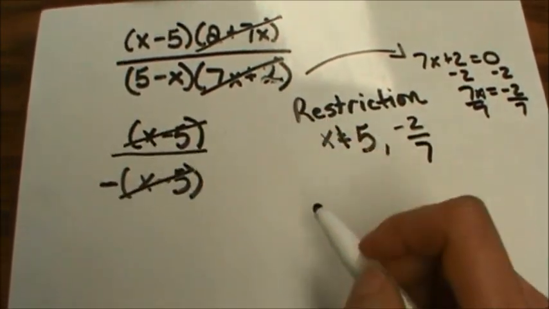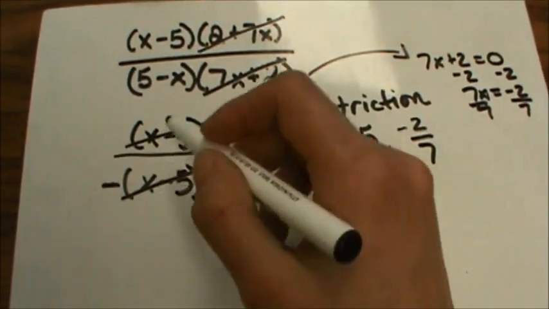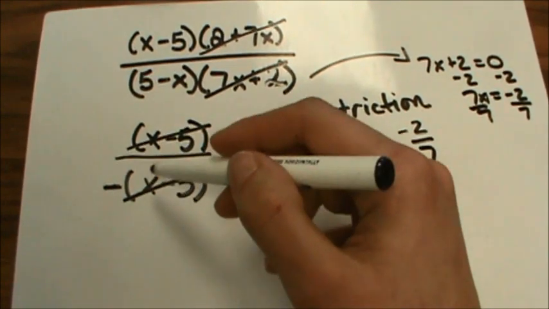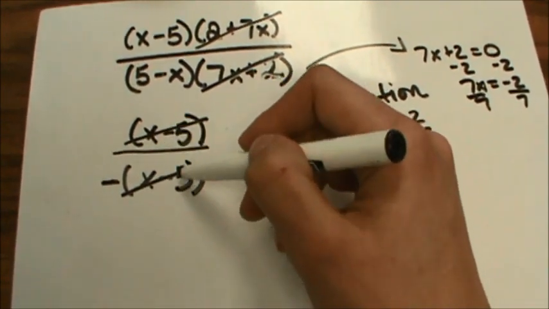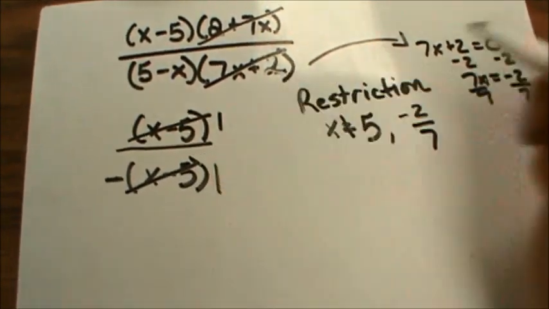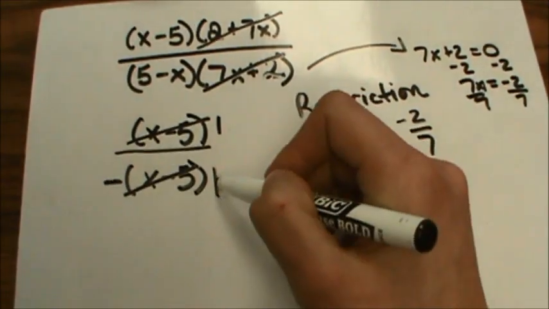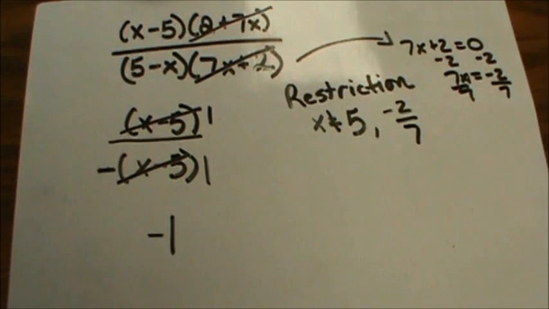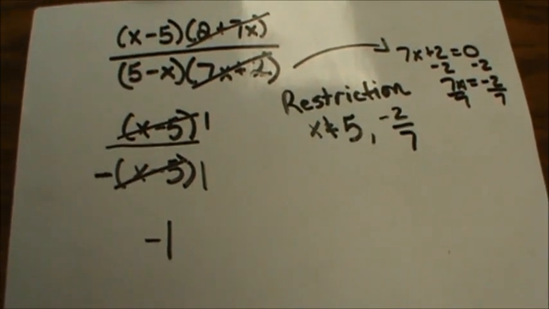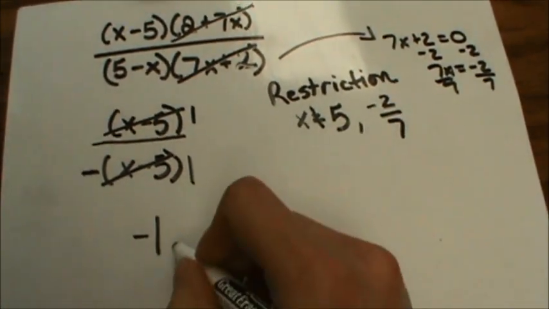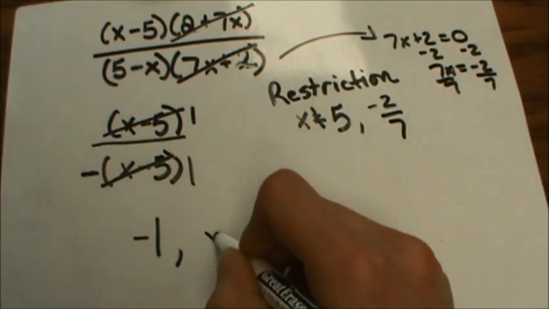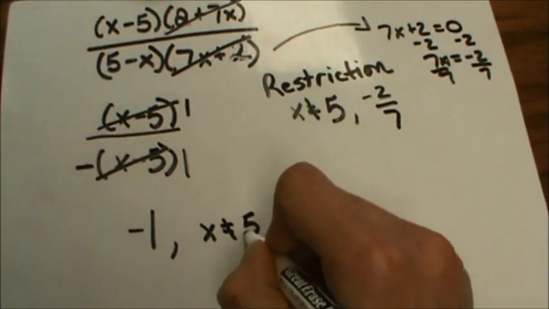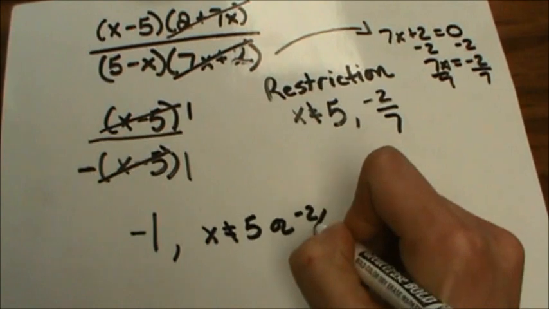Now, they cancel. And if they cancel, I'm left with nothing on top. Remember, we're canceling because this divided by this is 1. So this is 1 and this is 1. So I have 1 divided by negative 1. My answer is just negative 1. Remember that your complete answer is going to have negative 1 with the restrictions that x cannot be 5 or negative 2/7.